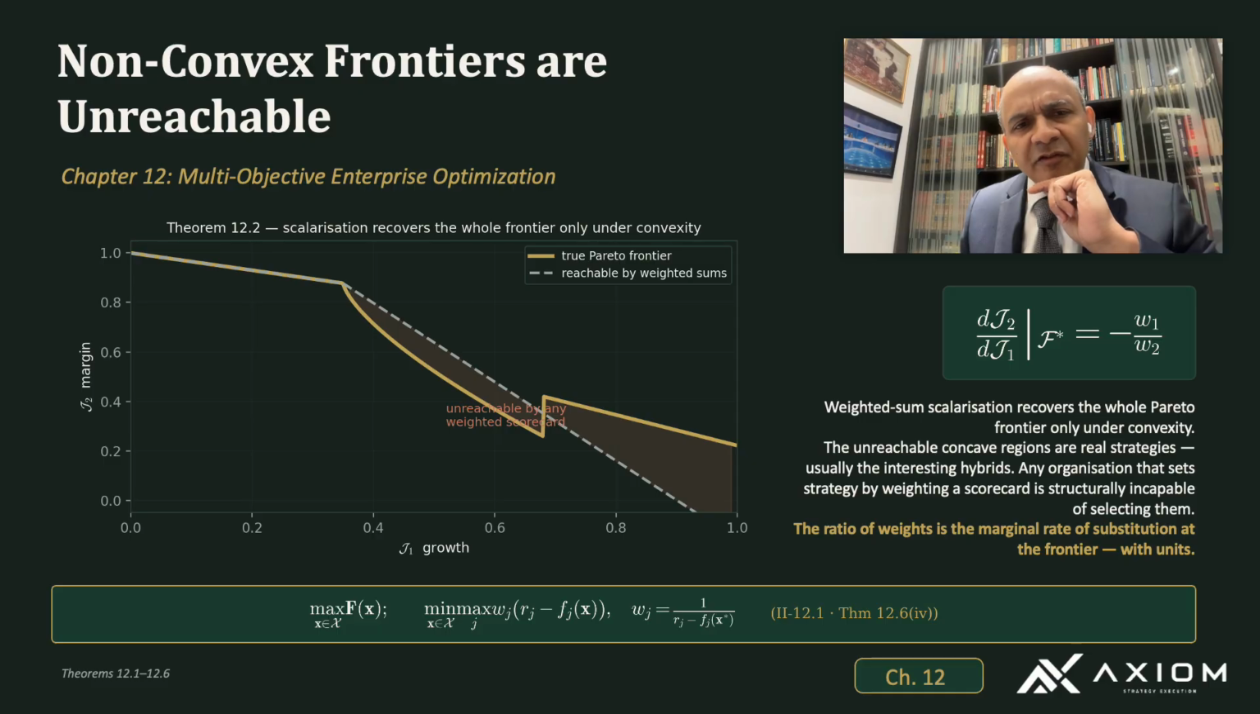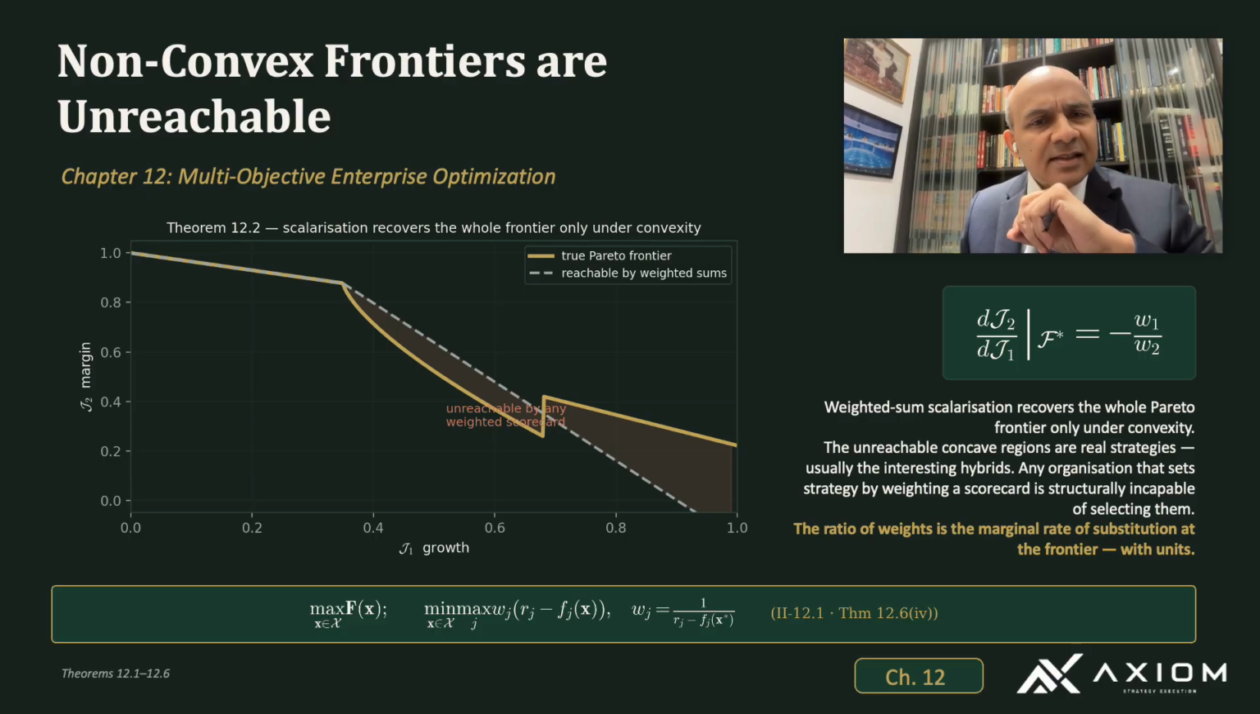Theorem 12.5, Pareto frontier existence theorem. If the feasible set is compact and objectives are continuous, the Pareto frontier is non-empty, and every feasible enterprise proposal is either Pareto efficient or dominated by one that is.